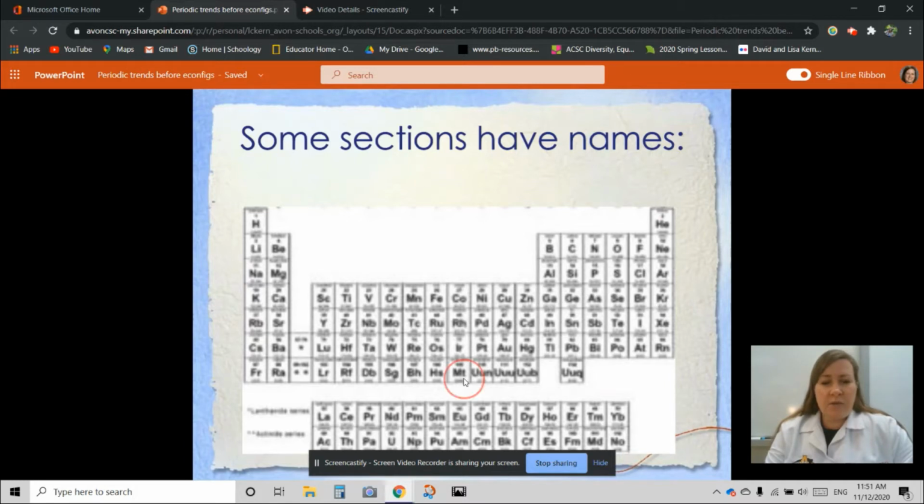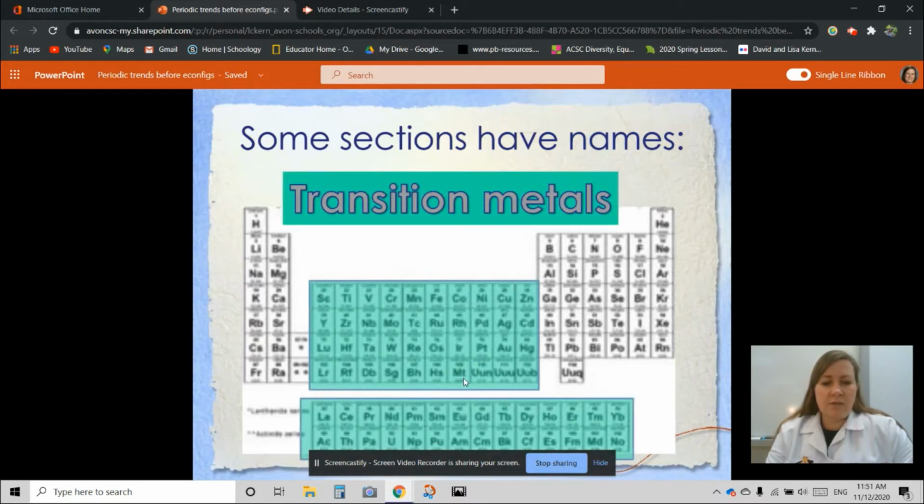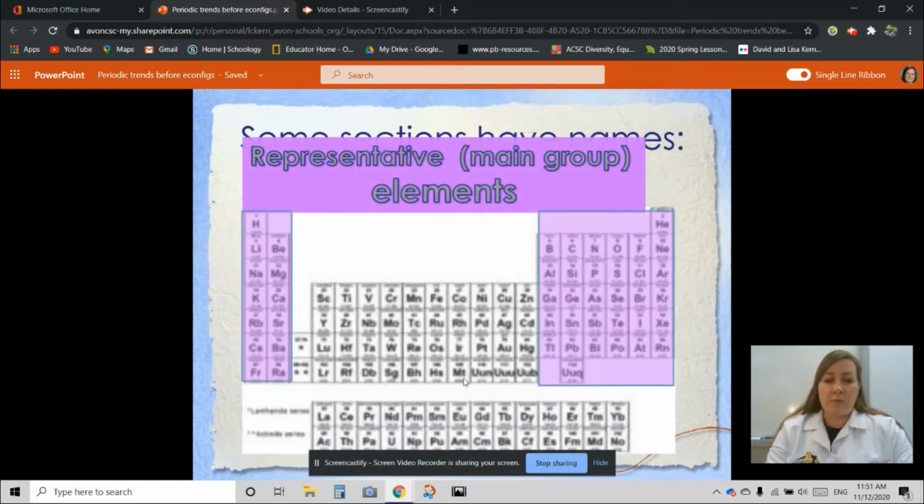Some other sections on the periodic table have names. These two sections here are known as the transition elements or transition metals. They're all metals. These are known as the representative or main group elements.